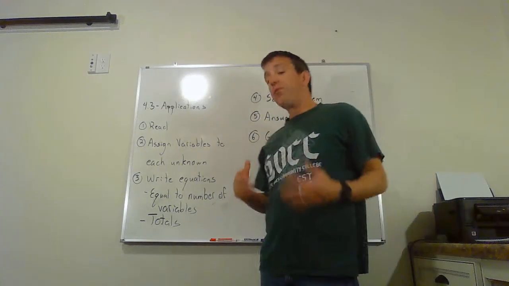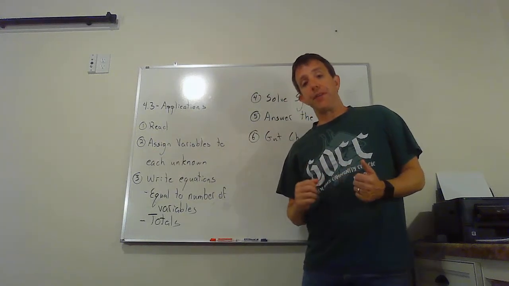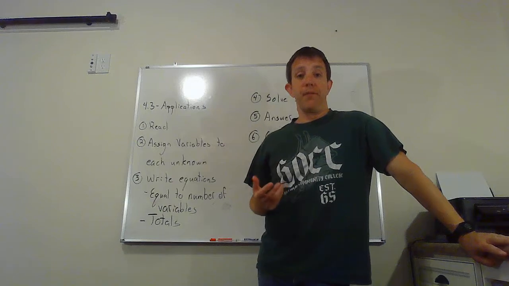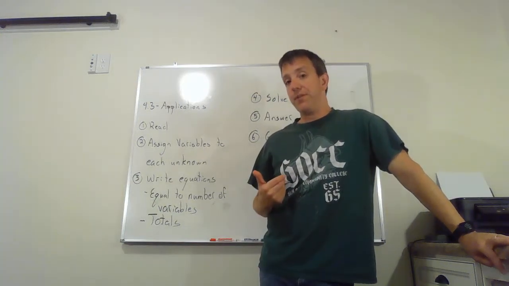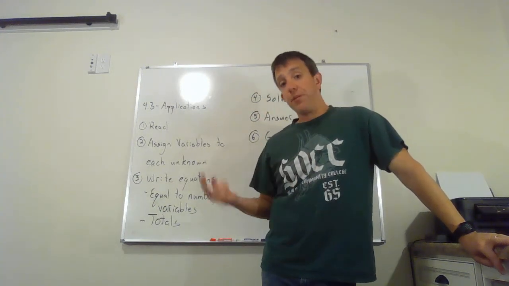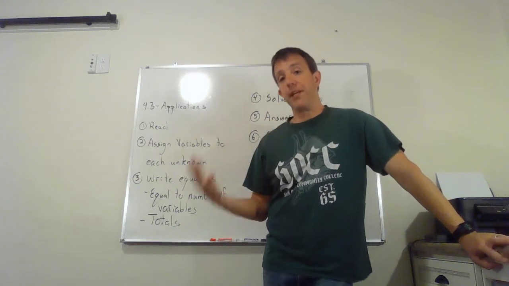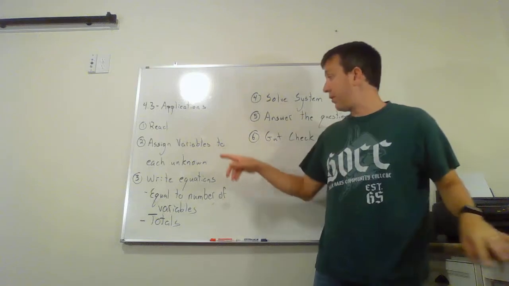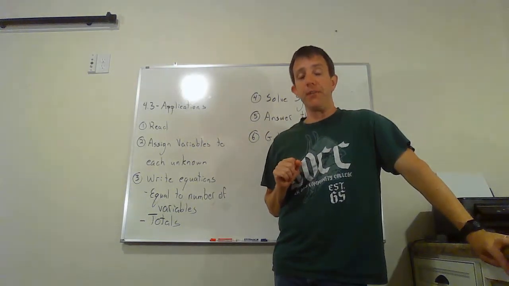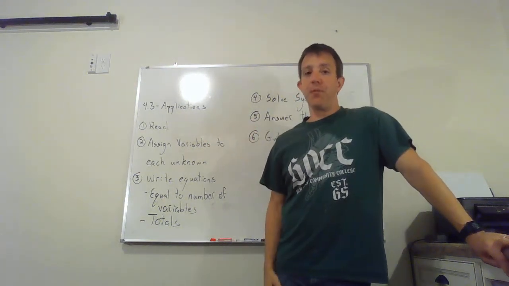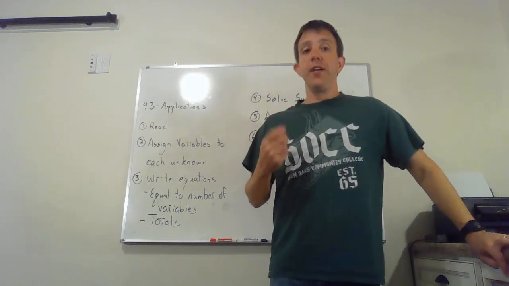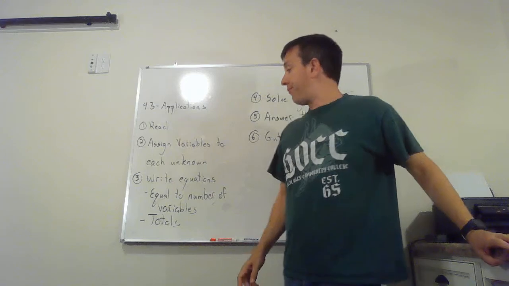Step 3, write equations. A couple of things here. They should be equal to the number of variables that you have. We've done systems of equations, and when we had 2 variables, we had 2 equations. When we had 3 variables, we needed 3 equations. And that's going to hold true here as well. You just finished assigning variables. That's going to tell you how many equations you're looking for. If you've got 3 variables and only 2 equations, you need to find one more equation.